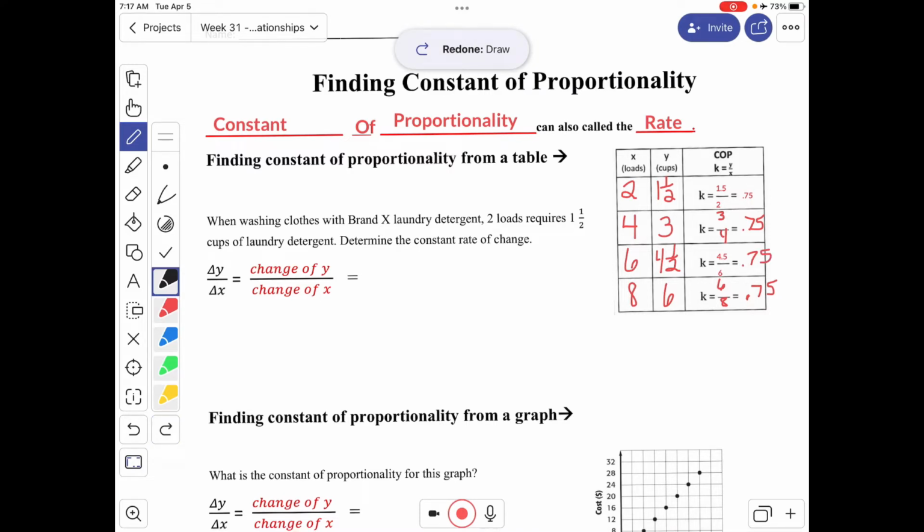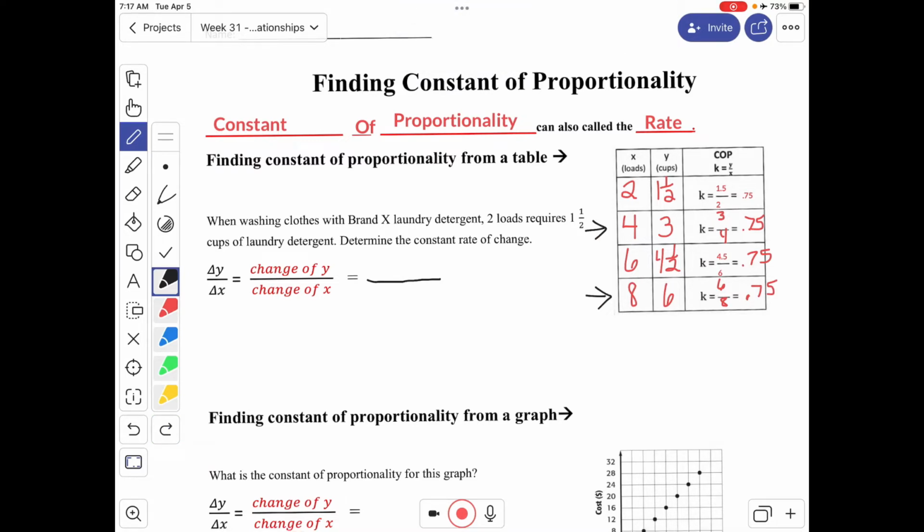That's why it's called constant of proportionality. The proportionality is the same every time. The rate is the same every time. Now, if they give you all this information in the table already, you can use the change of Y over the change of X. That's where we pick 2 out of the table. And I'm going to pick the 2 that had even numbers. I don't want to have to deal with fractions.